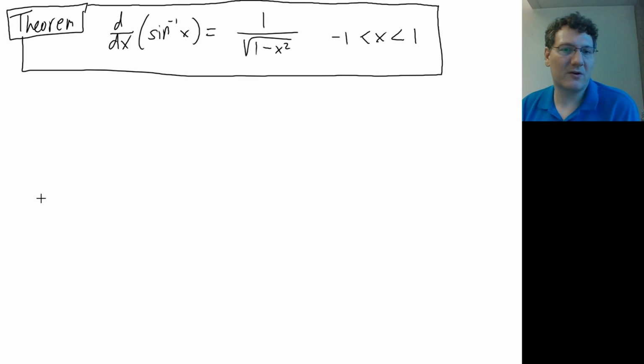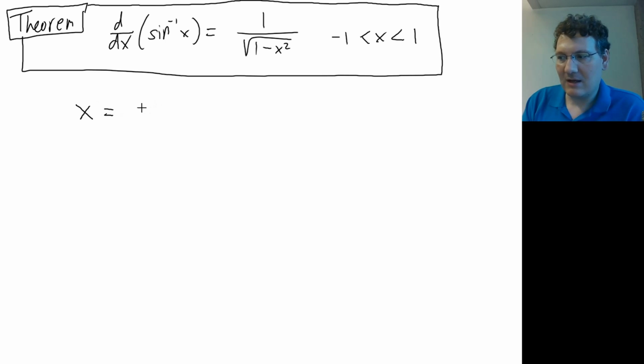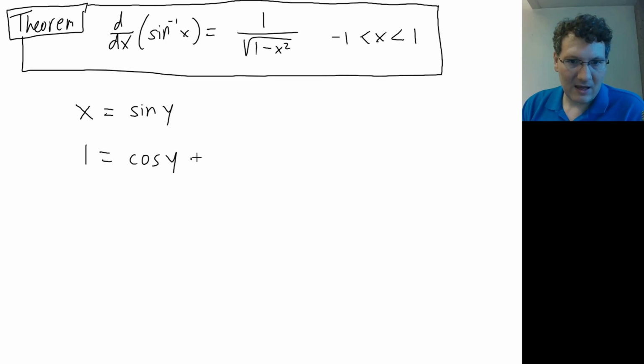Okay, so now we get to the theorem which tells us the derivative of the arcsine, or the inverse sine of x. It's 1 over square root of 1 minus x squared. This might seem completely wacky and out of the blue, but it's not that crazy, because you can find this if you write x equals the sine of y, and take an implicit derivative of this. I'm going to say, well, then 1 equals the cosine of y times y prime.